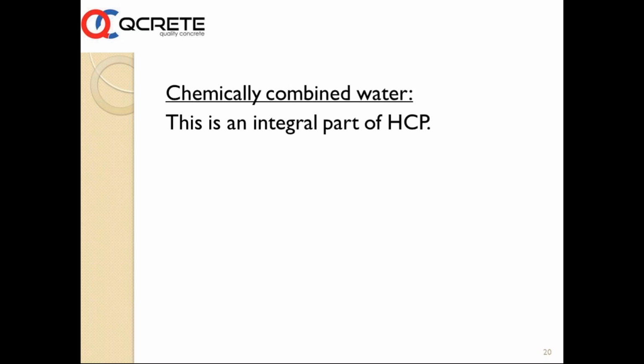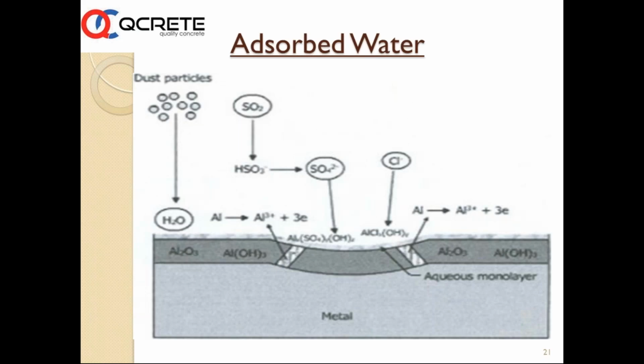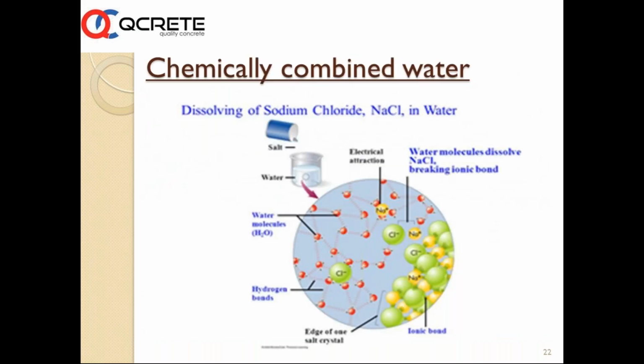Combined water is an integral part of the hydrated cement. It gives the strength and everything to the concrete. It is the chemically combined water. Now the adsorbed water, the aqueous monolayer, is shown in the diagram with certain details. Next one. Yes, for chemically combined water, this diagram gives the diagrammatic view.